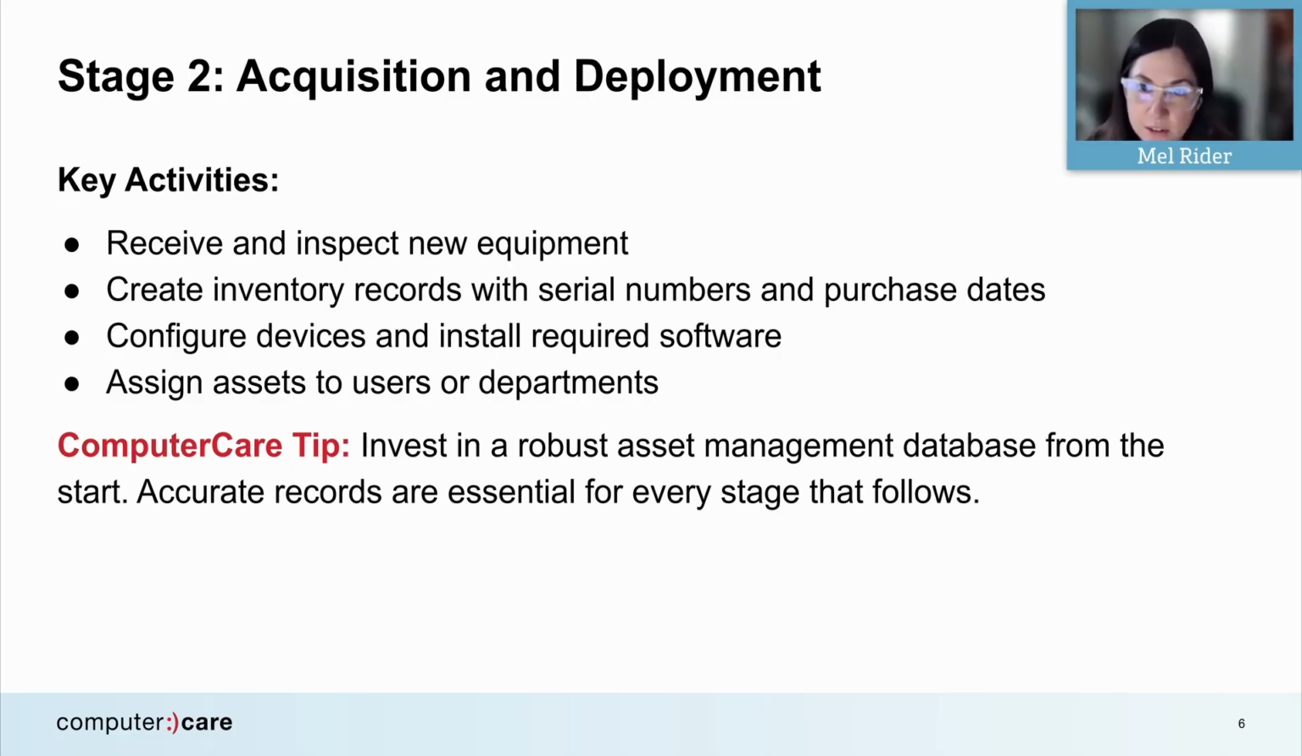Stage two is acquisition and deployment. So, a pretty important stage. Some of the key activities involved in this stage include physically receiving and inspecting the new equipment, whether that be laptops or all in one devices or mobile phones, and making sure what condition they're in. Taking note of the serial number, the purchase date. This becomes relevant for tracking warranty.